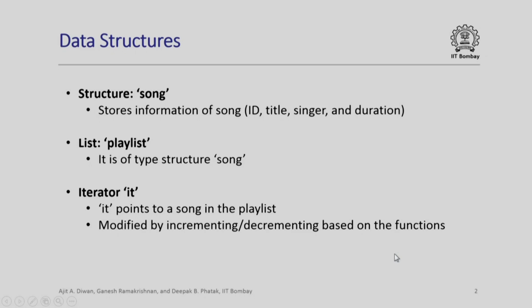First, we discussed the data structures that we shall use for implementing media player functionality. There is a structure for song which stores information about the song such as its ID, title, singer, duration, etc. The playlist itself is a list naturally, and this will be of the structure song. So, there will be multiple songs in our list. There is an iterator which we termed as IT. It points to a song in the playlist, and this value of IT can be modified by incrementing or decrementing based on the functions that are used.